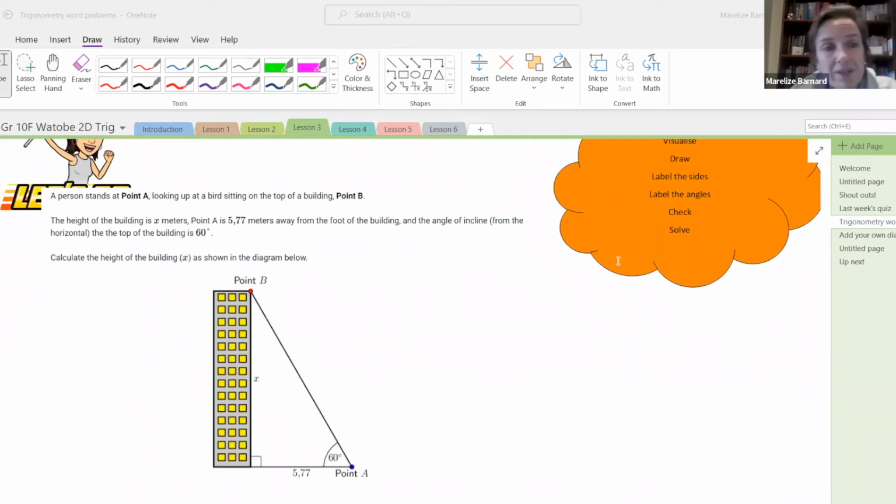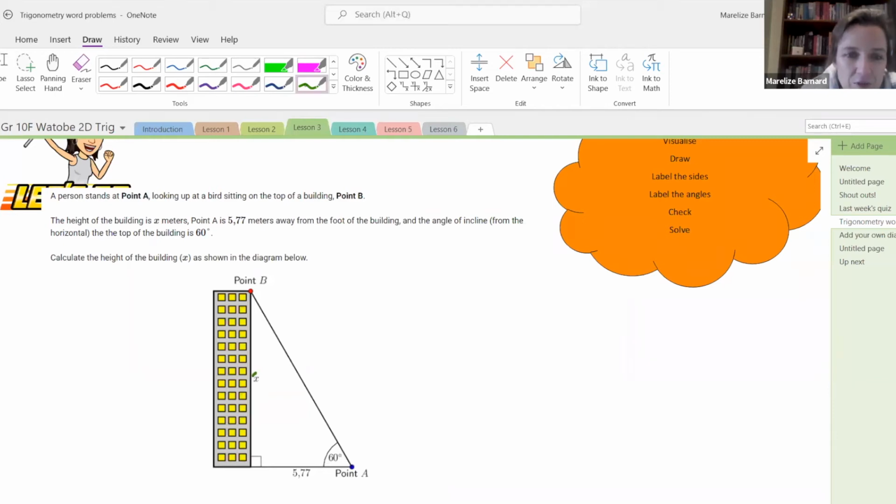Okay, so it says here, a person stands at point A, looking up at a bird sitting on the top of a building, point B. There the glasses are off again. Nice. Okay, so the height of the building is X meters. I hope you're taking screenshots of everything we are doing so that you can keep it. Paulette, have you got a monocle? That's really cool. I didn't even know they made those.